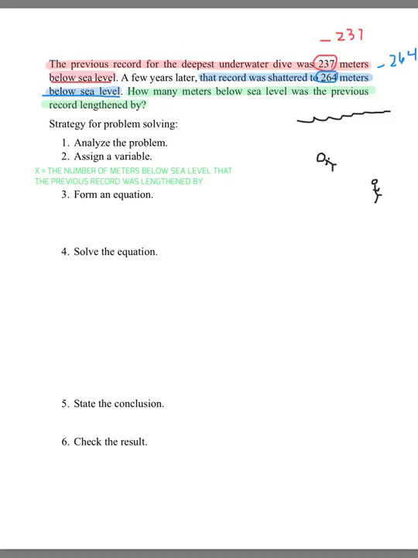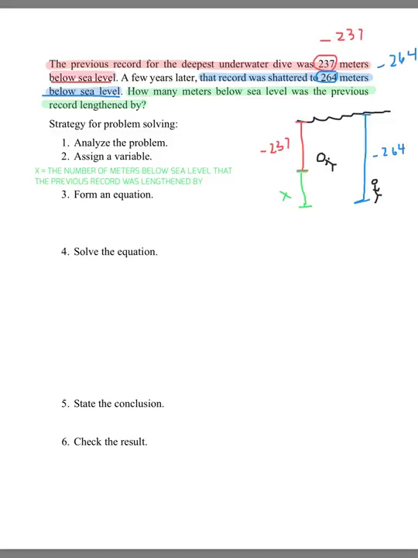So the first diver gets all the way down to 237 meters below sea level. The second diver gets all the way down to negative 264 meters below sea level. So the question is, how much further deep did we get? X. So you want to know that distance.